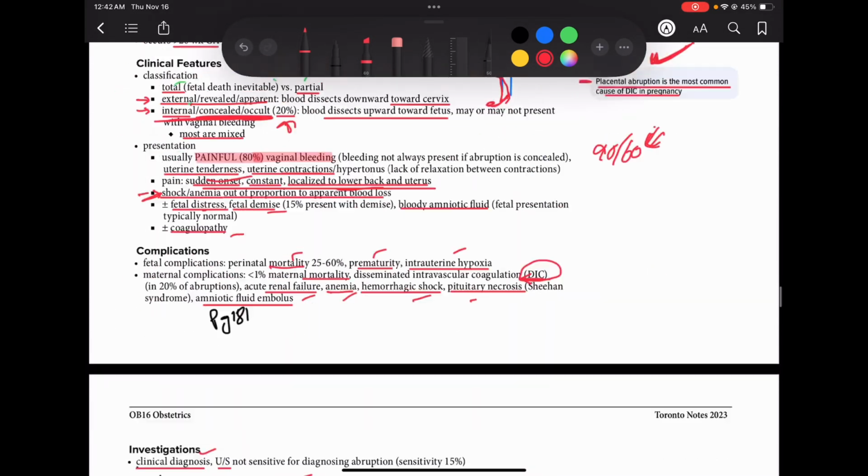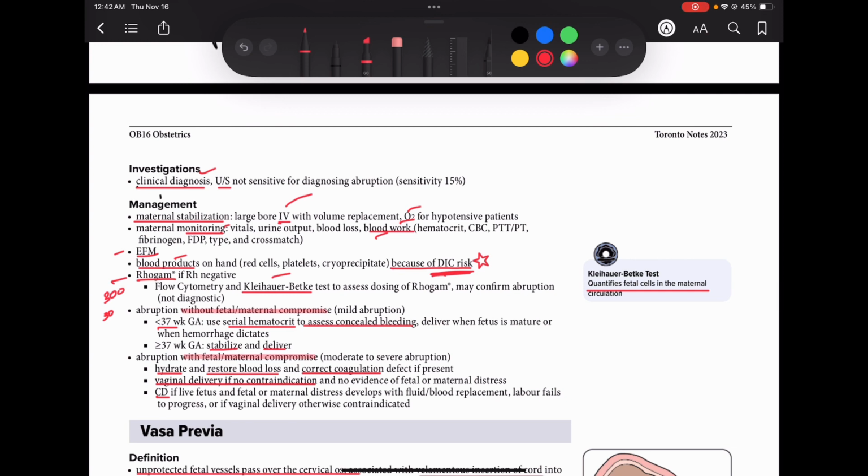So just give RhoGAM. And then abruption could be without fetal or maternal compromise, which is mild, or it could be with fetal or maternal compromise. If it is with compromise, just hydrate, restore the blood loss, and do vaginal delivery or cesarean delivery. So if it is moderate to severe abruption, then we have to go for delivery. Just directly go for delivery and try to hydrate and restore the blood loss. Just try to save both of them. Cesarean delivery: if a live fetus with fetal or maternal distress develops despite fluid and blood replacement, labor fails to progress, or vaginal delivery is contraindicated, go for cesarean delivery.